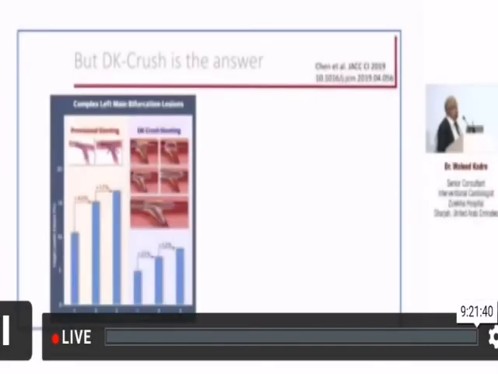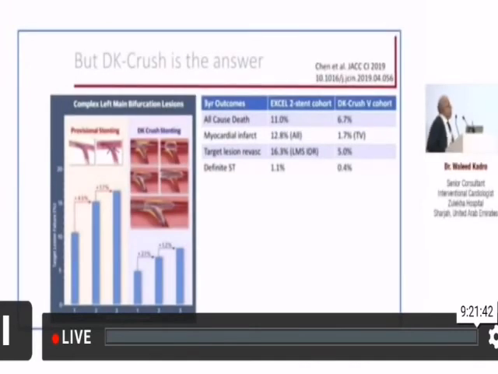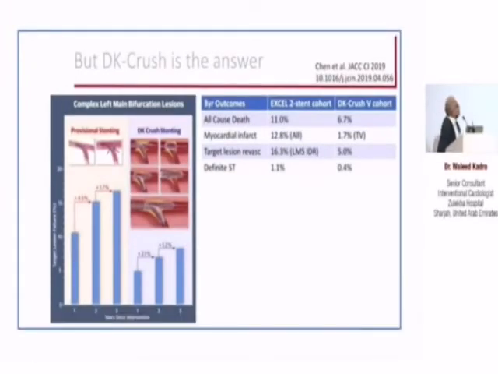they do use the DK crush. But let's review the DK crush, if we compare the result. Now, for the EXCEL, we know all-cause death is higher in the XL, 11% compared to 6.7%.